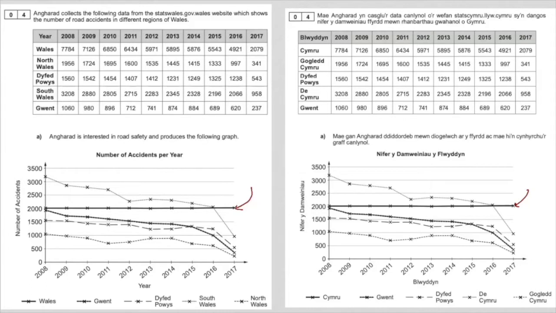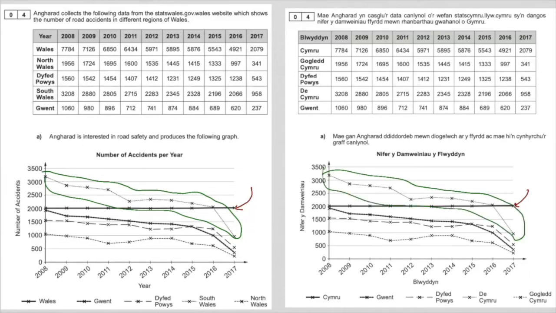Then we have to think about what other information Angharad needs in order to conclude that South Wales is the most dangerous region of Wales in which to drive. So it's worth thinking about why she thinks that, and she thinks that presumably because this part of the graph here is higher than all the others.